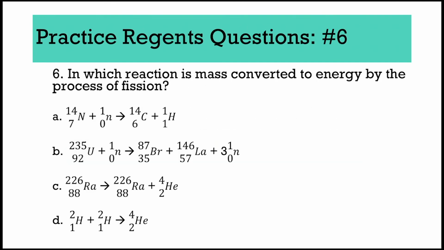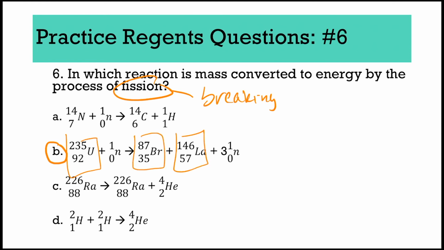Okay. Number 6, it says, in which process is mass converted to energy by the process of fission? So, fission, again, we are breaking one element apart and turning it into smaller ones. And also, we want to make sure the mass is conserved. So the best answer right now is B. And the reason is this. When you're working with a fission reaction, you have a heavy element, and you're forming two smaller elements, and then some kind of part of it.